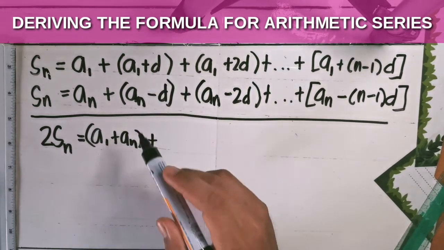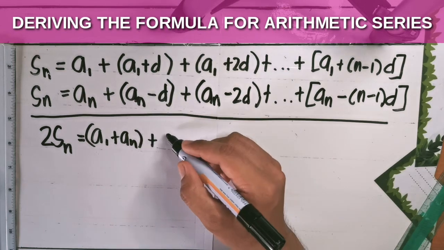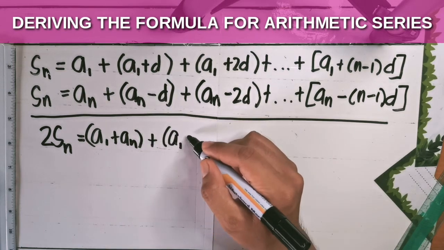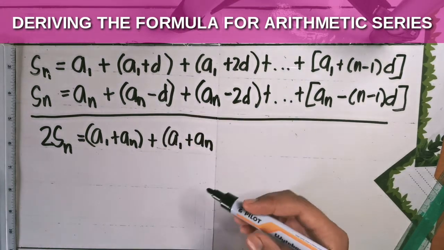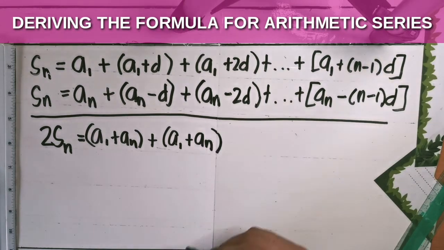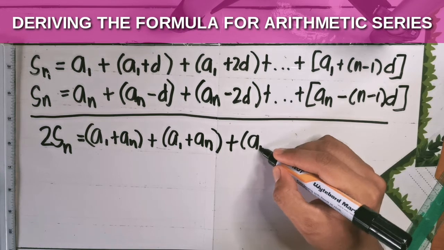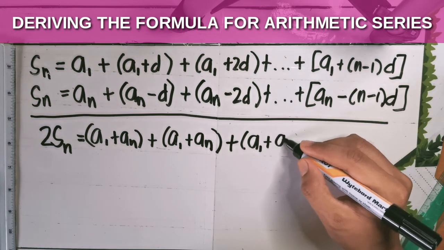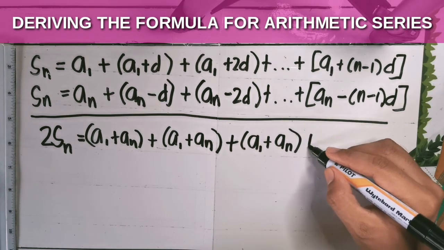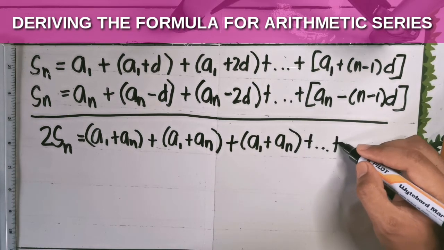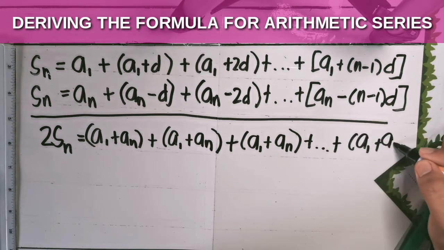How about this one? a sub 1 plus d plus a sub n minus d is equal to a sub 1 plus a sub n. d minus d is equal to 0, so no need to write that. Plus, this one is a sub 1 plus a sub n. 2d minus 2d is also equal to 0. Plus, the same thing is a sub 1 plus a sub n.